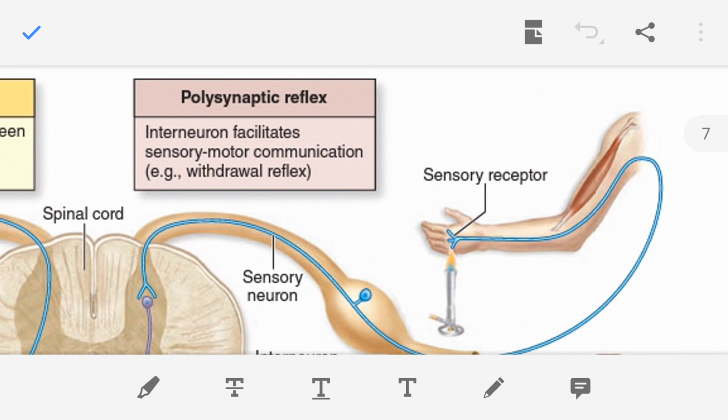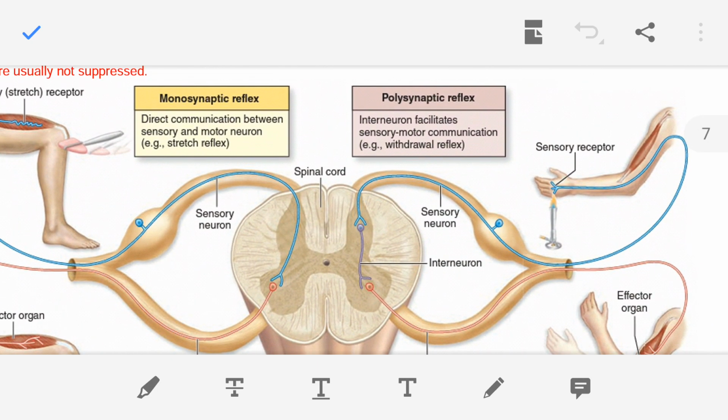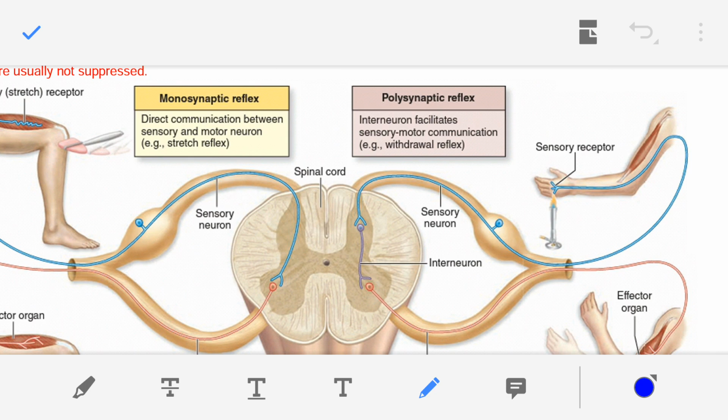So without looking at the burner, the moment you touch the flame of the burner, you are going to remove your hand from that flame of the burner. So here this is the example of withdrawal reflex or the polysynaptic reflex. Now in this reflex, what is happening, let's check it.